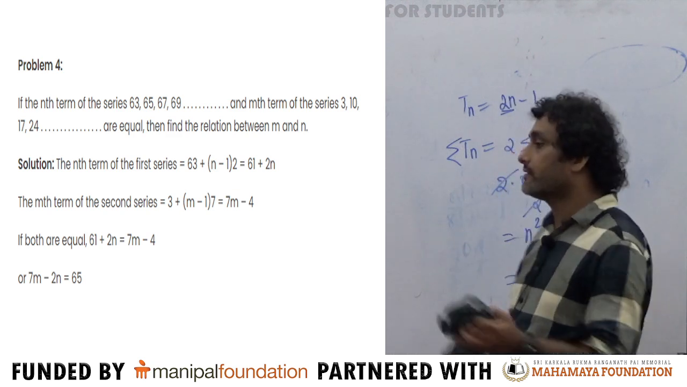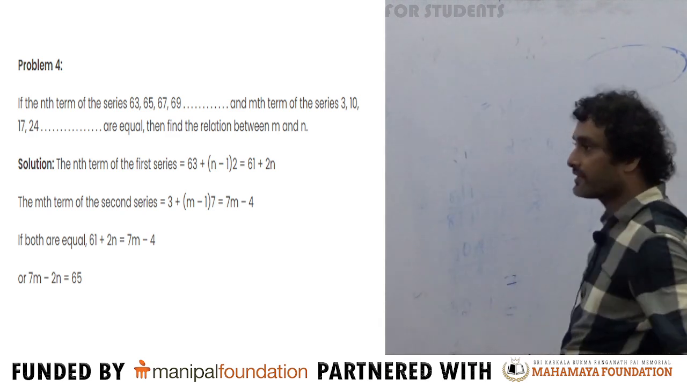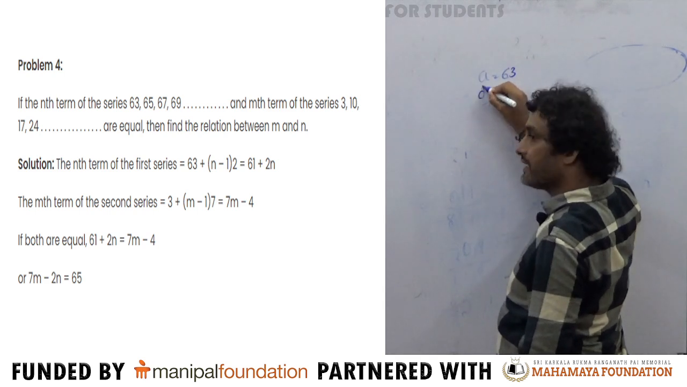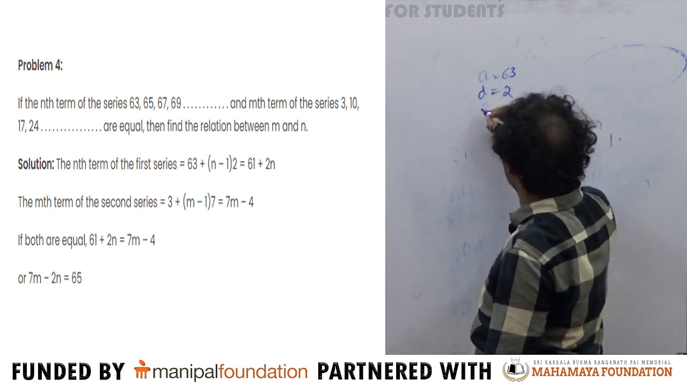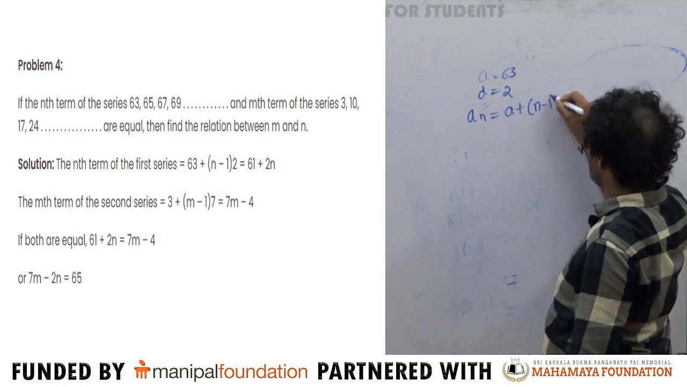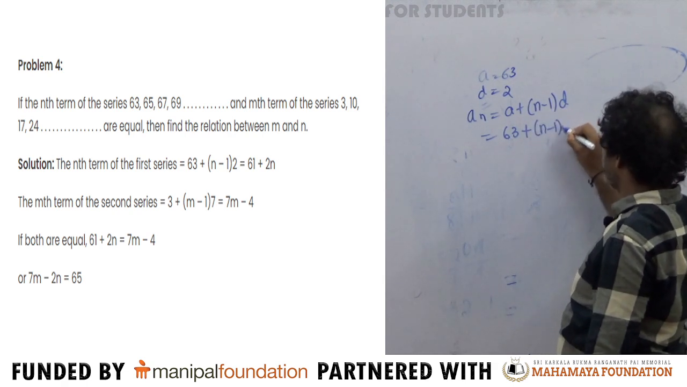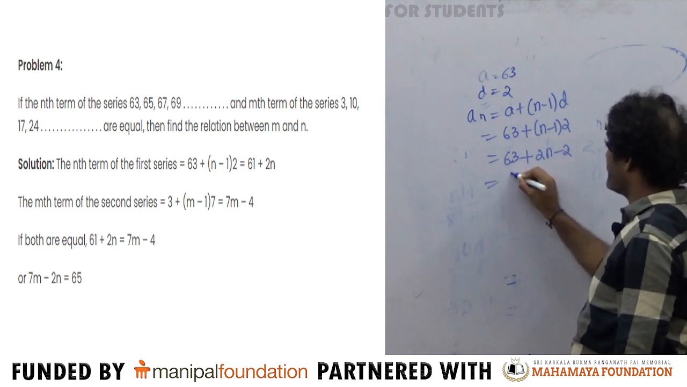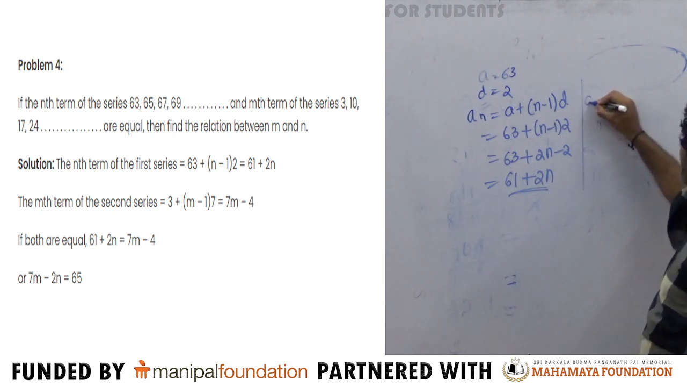Look at the first series. Isn't it starting from 63? Isn't it A? Correct? And which term? Nth term. So A is 63, D is increasing by 2, and we don't know how many are there, okay? So we are only concerned with A_n. Don't we know it is A plus n minus 1 into D, which is 63 plus n minus 1 into 2, multiply, okay? 63 plus 2n minus 2. 63 minus 2 is 61, plus 2n. This is the one.